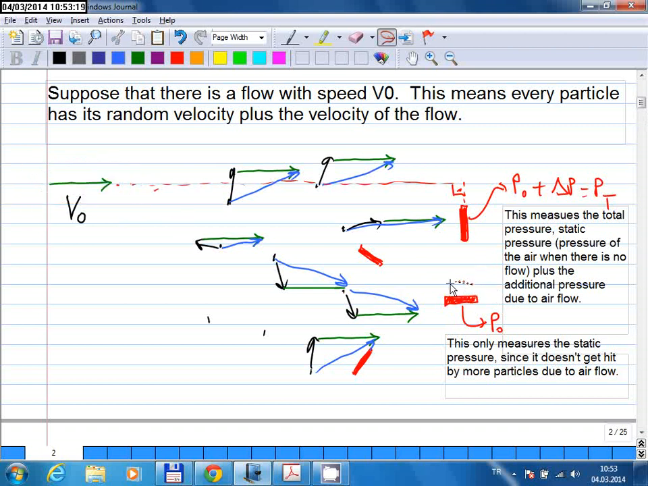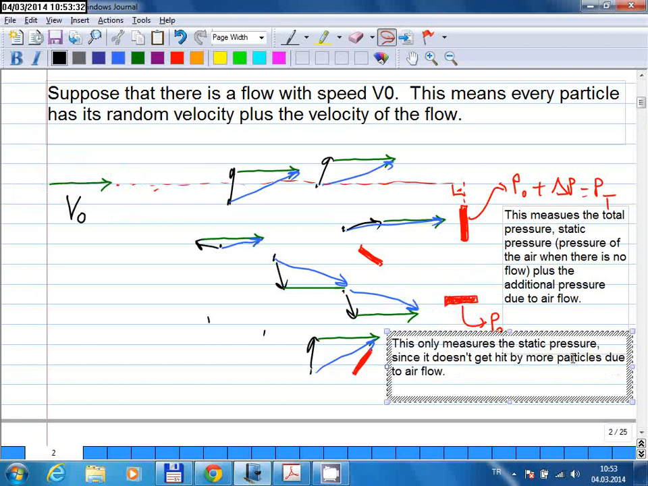So if you place a transducer parallel to the direction of the flow, then this device only measures the static pressure. So let me just add a few words here to explain it better. Okay, so this sensor only gets hit.